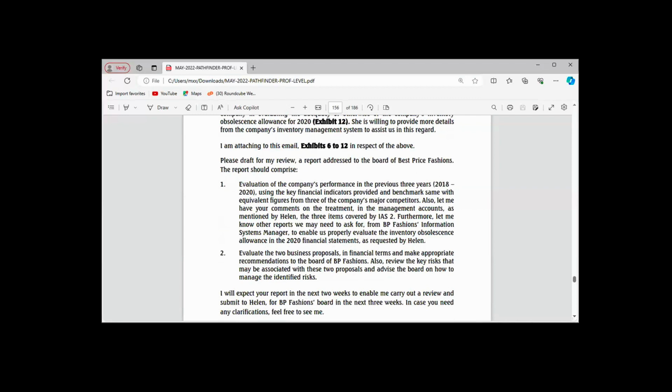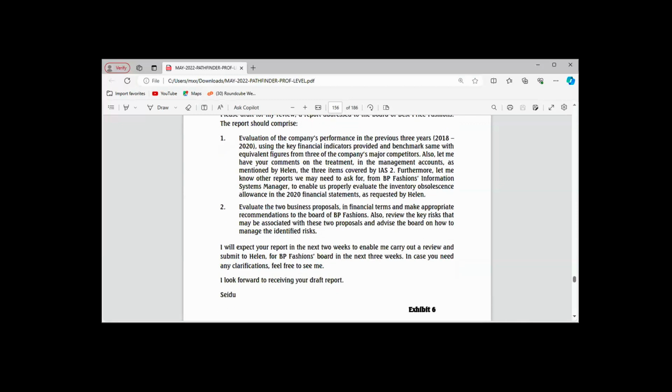Requirement 2, evaluate the two business proposals in financial terms and make appropriate recommendations to the board of BP Fashions. Also, review the key risks that may be associated with these two proposals and advise the board on how to manage the identified risk. I will expect your report in the next 2 weeks to enable me carry out a review and submit to Helen for BP Fashions board in the next 3 weeks. In case you need any clarifications, feel free to see me. I look forward to receiving your draft report.